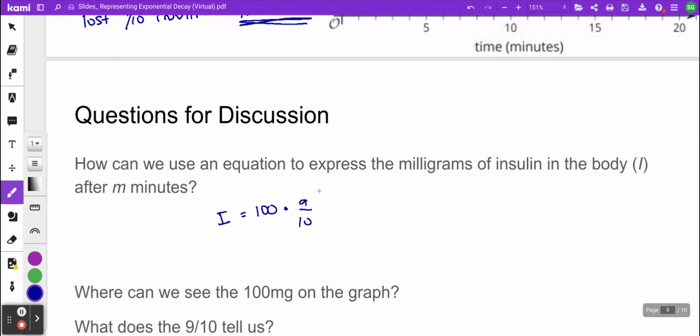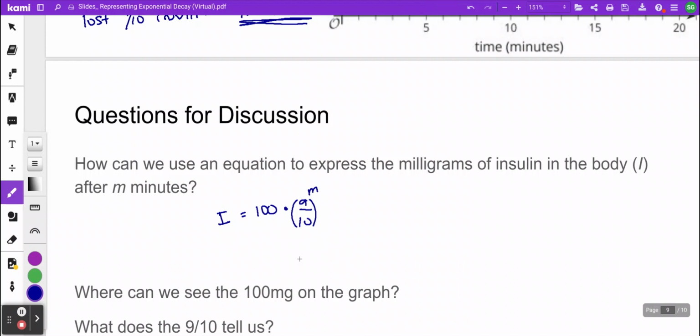I'm multiplying it by that decay factor to see how much insulin remains over time. And I would multiply it by 9/10 every single minute that passes. That was that pattern we were seeing. So I'm going to say I'm going to multiply it by 9/10 m times, because that's happening every single minute. And so this right here would be the equation we could use to represent this situation.